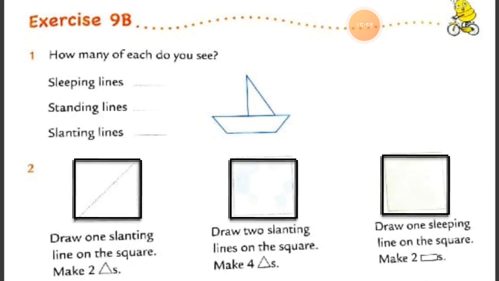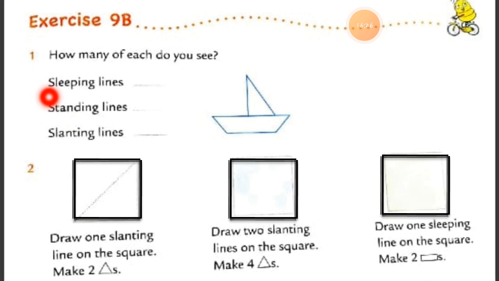So let's start solving this textbook exercise 9b. What is the name of this exercise? Exercise 9b. So the question number 1 is here. How many of each do you see? What is the heading saying to us? How many of each. It means these lines.